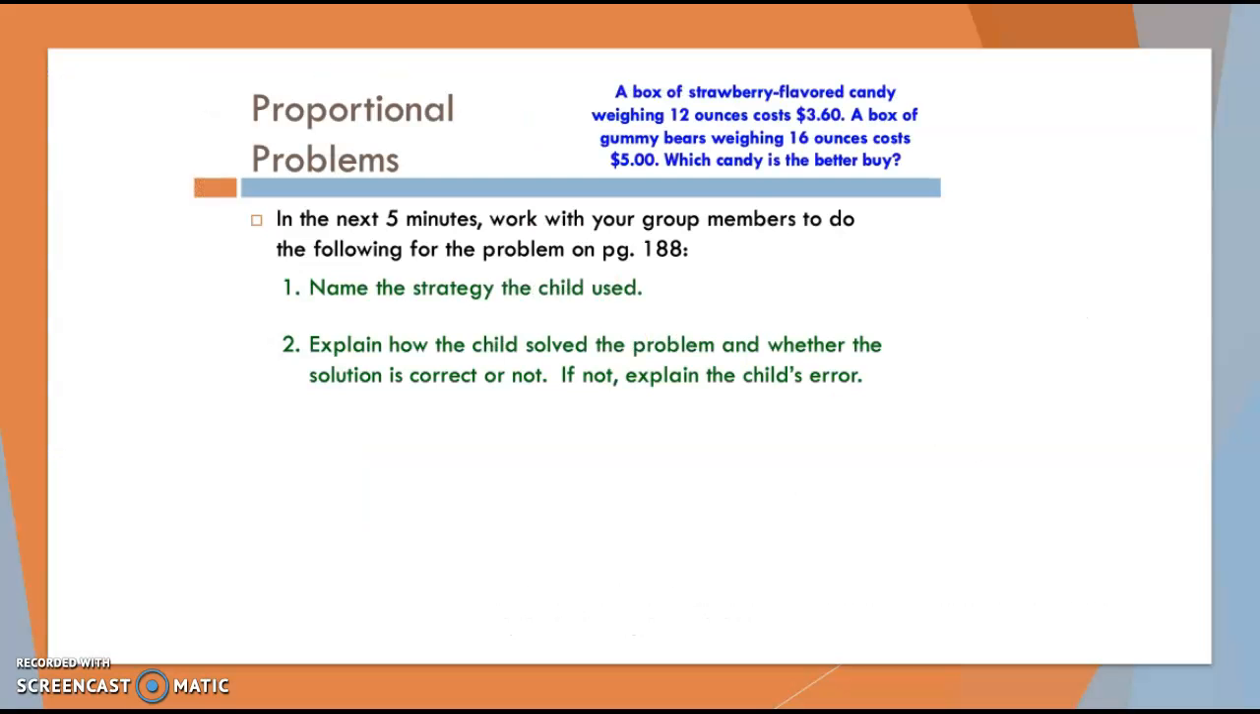Okay, so we're continuing with proportional problems. The story problem here is a box of strawberry flavored candy weighing 12 ounces cost $3.60. A box of gummy bears weighing 16 ounces cost $5. Which candy is a better buy? Okay, my suggestion here is you say a better value, right? Because you're looking at the cost per ounce.